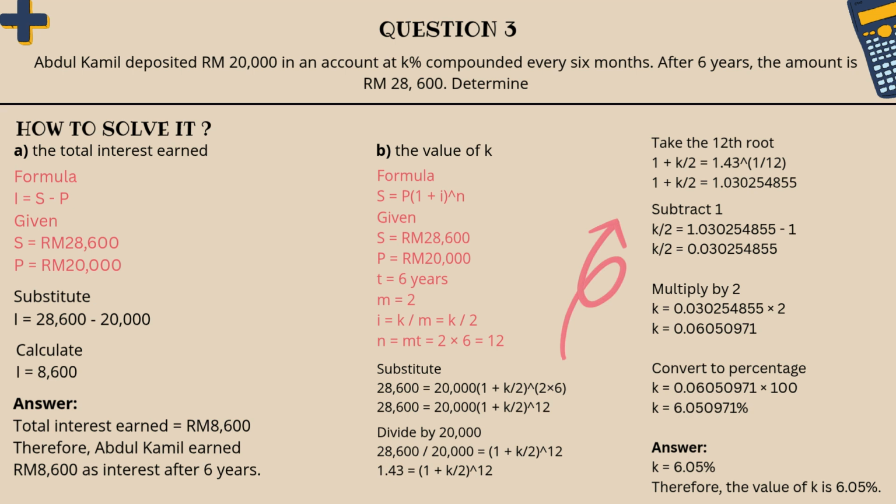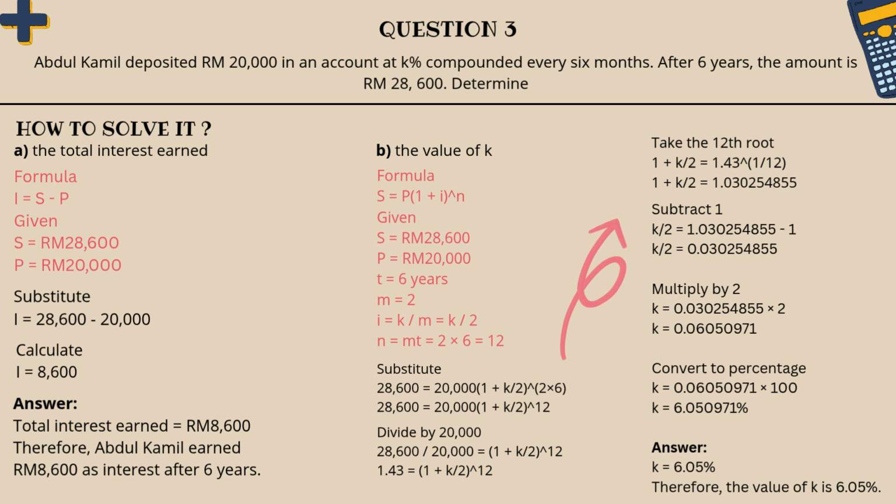Now, let's look at question 3. Abdul Kamil deposits 20,000 ringgit into an account. The interest rate is K% and the interest is compounded every 6 months. After 6 years, the accumulated amount becomes 28,600 ringgit. For this question, we need to find two things. First, the total interest earned, and second, the value of K.